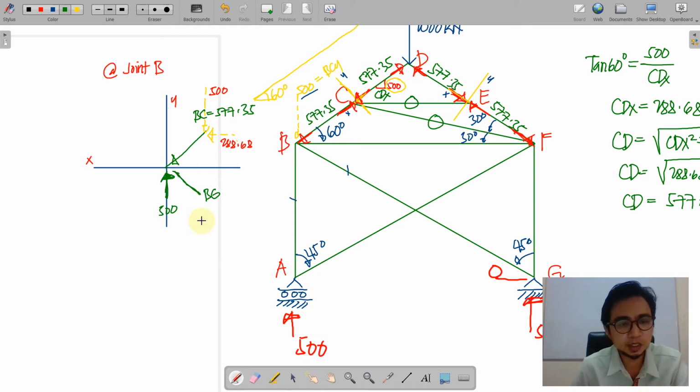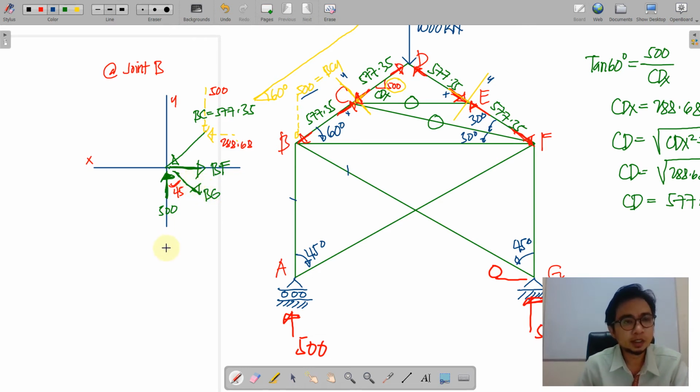So we do not know yet the direction of this BG. So we're going to assume a direction. Say I'm going to assume it to be tensile. And this is inclined with respect to the vertical at 45 degrees according to the geometry. And we also have here BF, which I have to assume to be tensile.